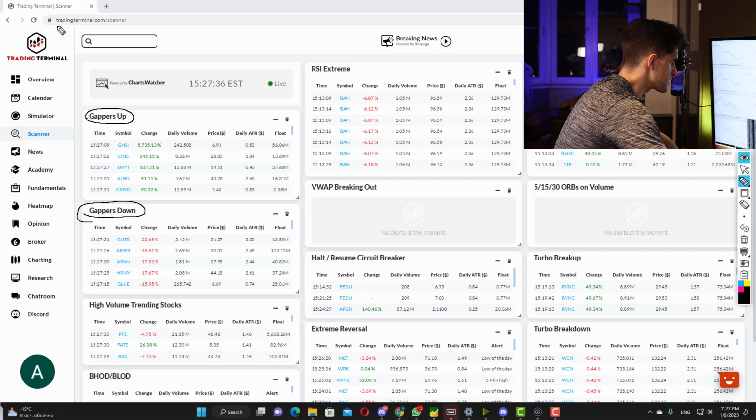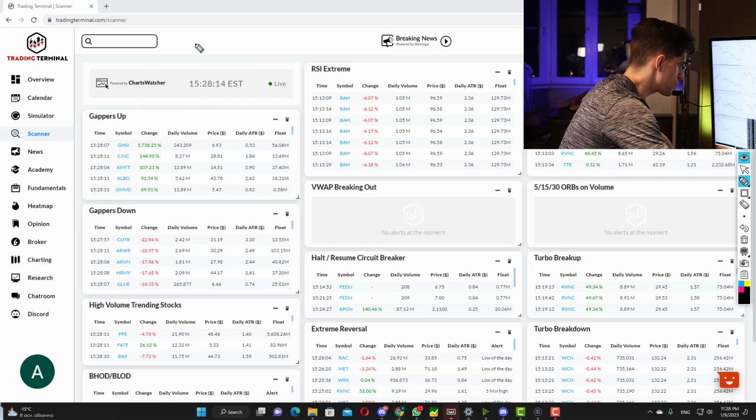And by the way, guys, I'm using Trading Terminal Scanner. It's a free scanner. Everyone can use it. You don't have to pay anything for it. And it is as good, if not better, than any other scanner out there. So you use the gappers list in the pre-market between 8 a.m. to 9:30. Obviously at 9:30 the market opens. You want to do that before that.